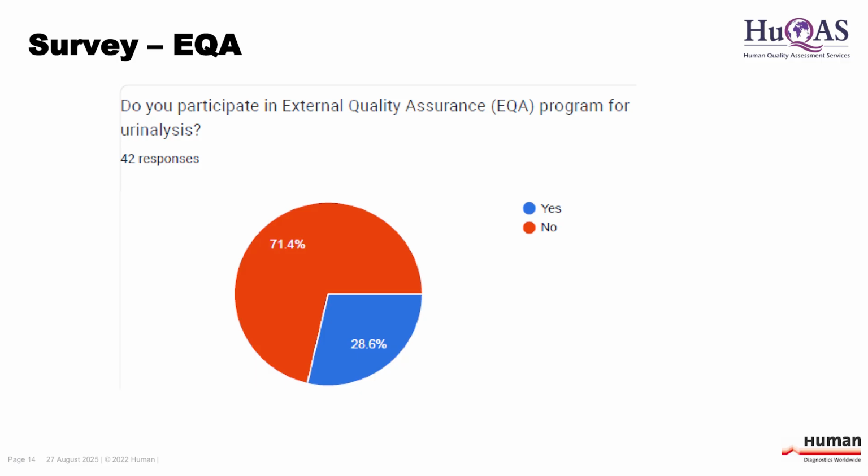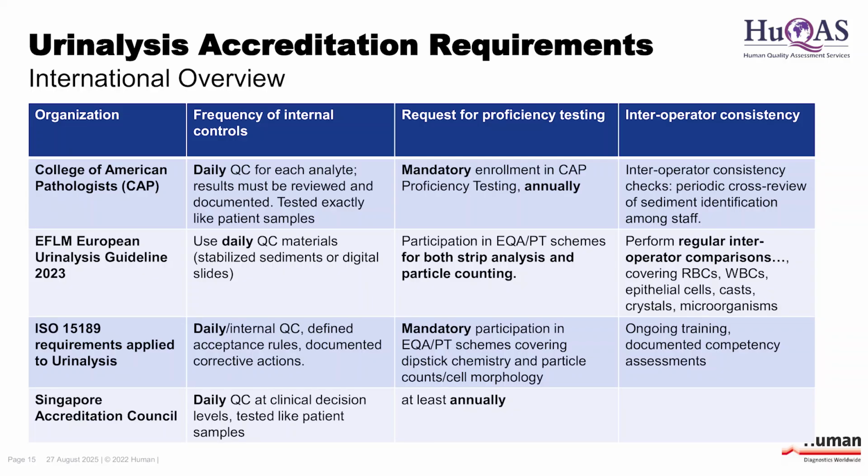The feedback was 28%. I think this is related to the dipsticks, to the strips, but not to microscopy. Last overview topic: what are the requirements for an accreditation internationally on urine analysis? And you can see there are organizations from Europe, from the United States, then the ISO themselves, or Singapore, for example.